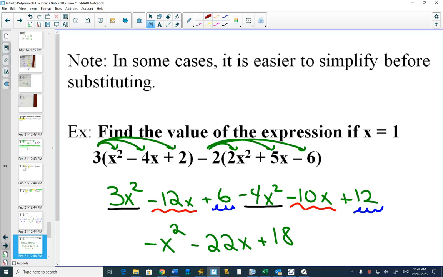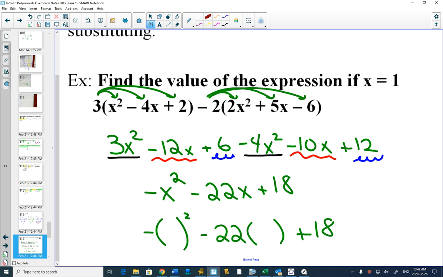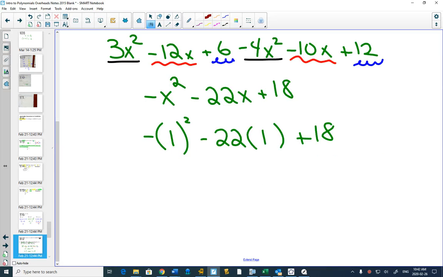And now we can plug in our 1. So I'm going to go negative bracket squared minus 22 bracket plus 18. And instead of writing x, x is equal to 1. 1 squared is 1, times a negative is negative 1. So order of operations, you'd square first and then multiply by the negative. Minus 22 times 1, minus 22, plus 18.